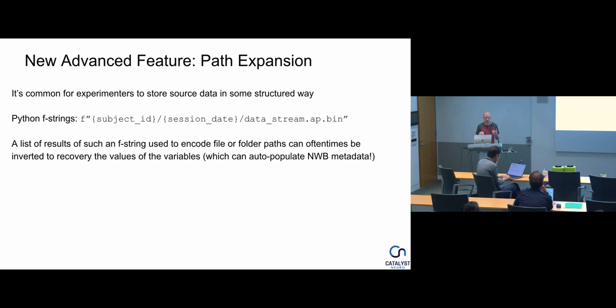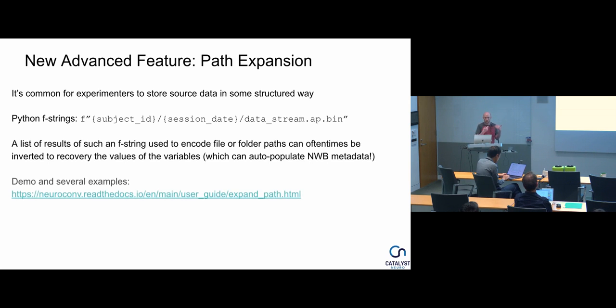But we've done some work on our end, because logically, mathematically, if I give you a list of results of f-strings that encode my dataset organization or folder path organization, those can often be parsed or inverted to recover the actual values of the variables in those strings. I've highlighted subject ID and session date here in particular because those are NWB metadata fields. So we can auto-populate NWB metadata not based on anything in the source data, but just based on the actual naming convention of files or folders.